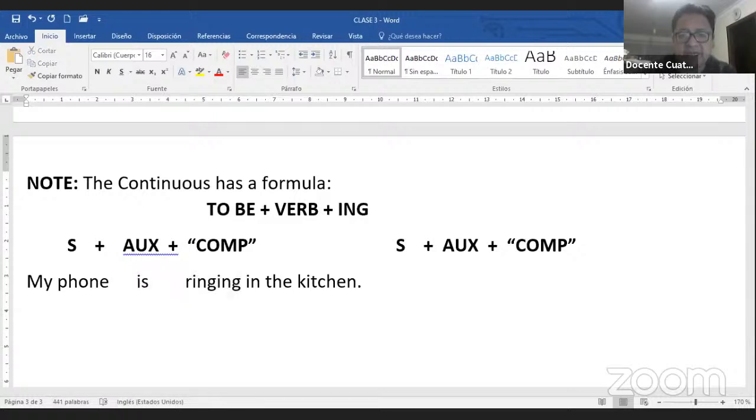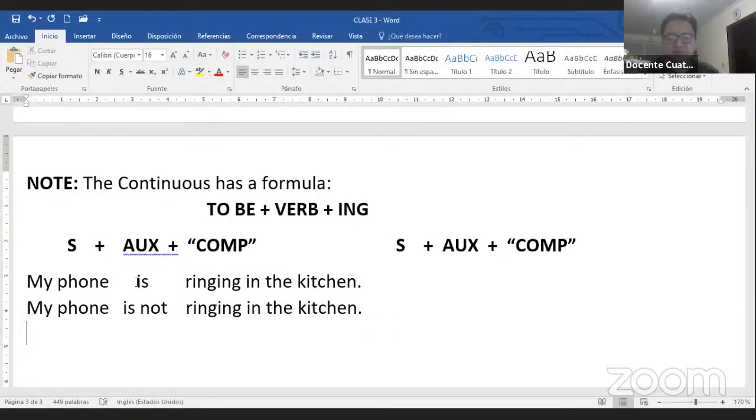Nice. Gabby, can you give me the negative sentence? Okay. My phone is not ringing in the kitchen. Very good. So negative is the same. We only add the not, and the rest is the same. My phone is not ringing in the kitchen. Liber, can you give me the closed question?